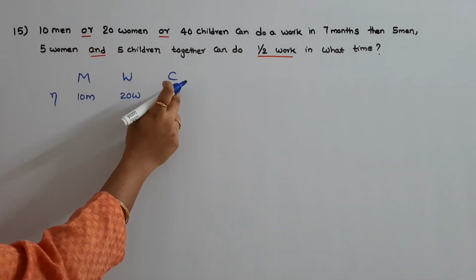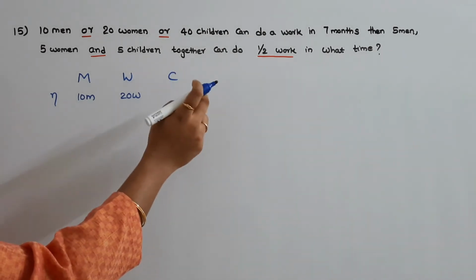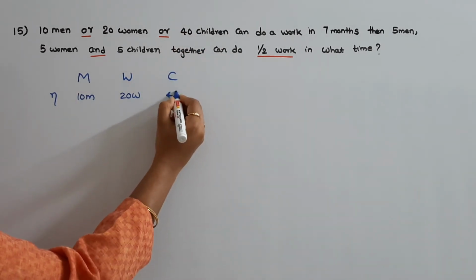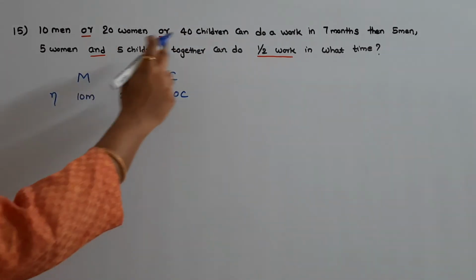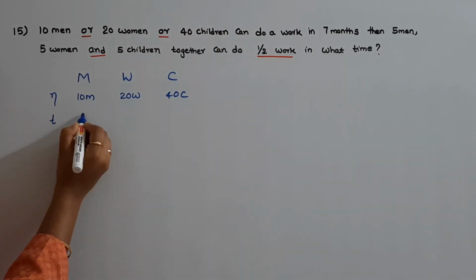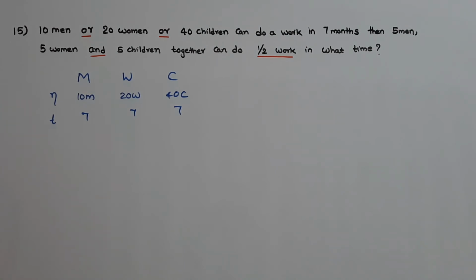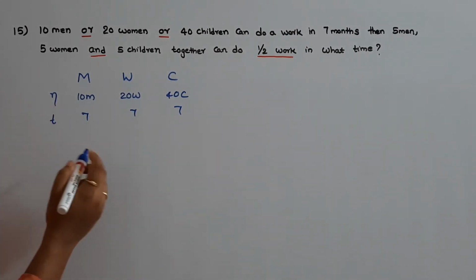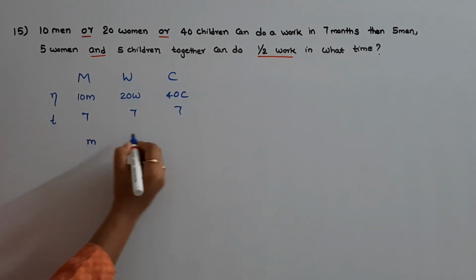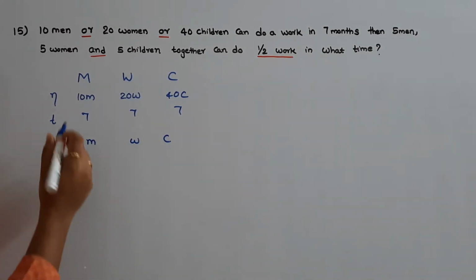If one child's efficiency is C, then 40 children's efficiency will be 40C. And time taken by all of them is 7 months. Now, since the time taken by all of them is the same, let us find the ratio of the efficiency by the LCM method. So, write M, W and C.